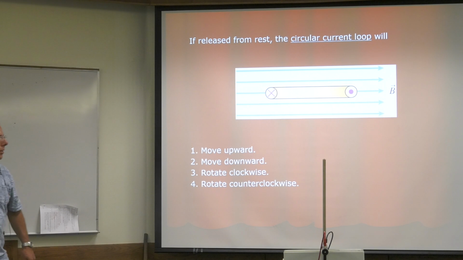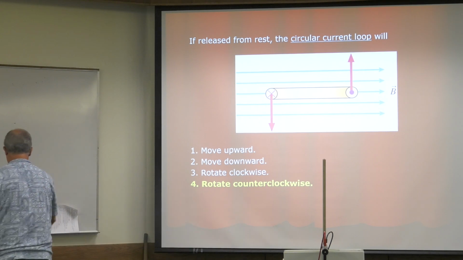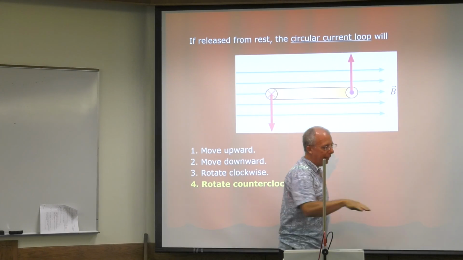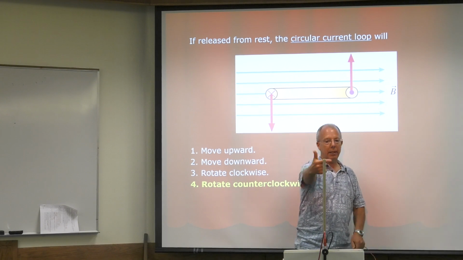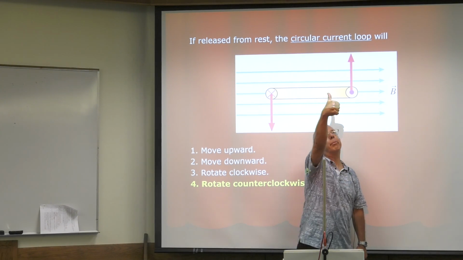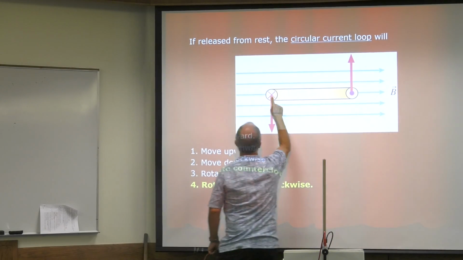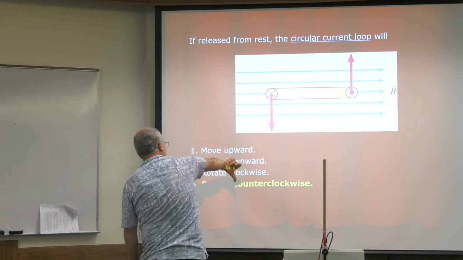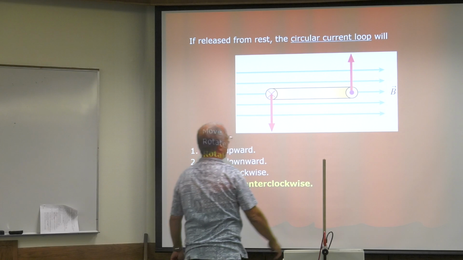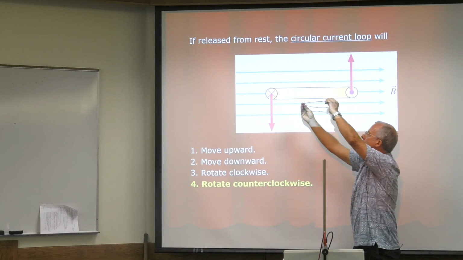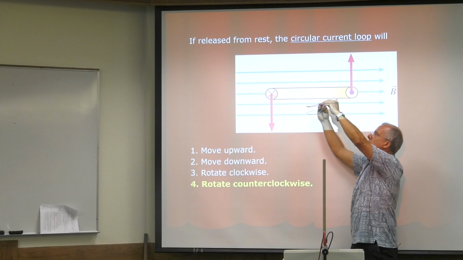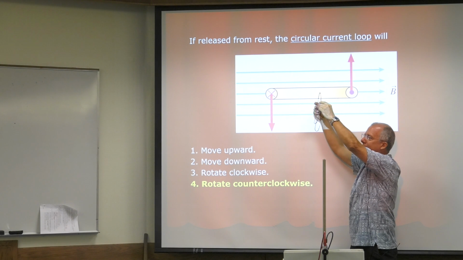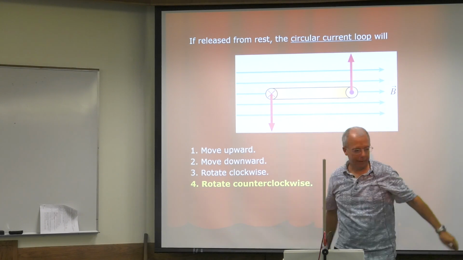Okay, the answer is, all right, why? Here, the current's coming out, right? So the IL is this way, the B is that way, so the force is up. Here, the current is in, so the IL is this way. The B field is to the right, so the thumb is down. So if you have a force up and a force down, what's this poor thing going to do? It's going to rotate. Make sure you understand this, because we're going to talk about this later when we talk about electric motors. All right, make sure you understand that.